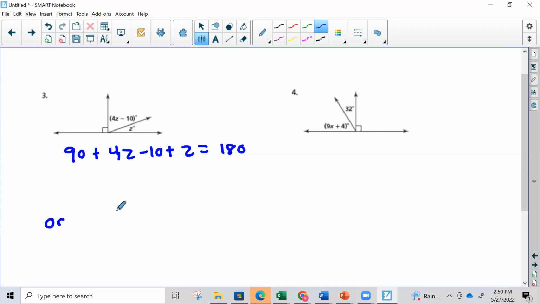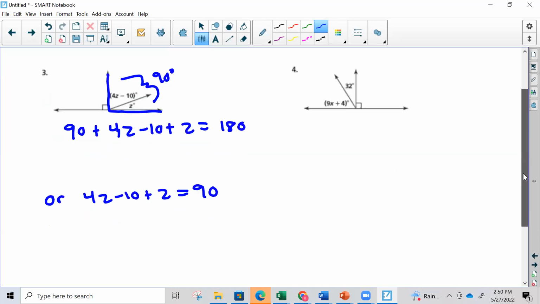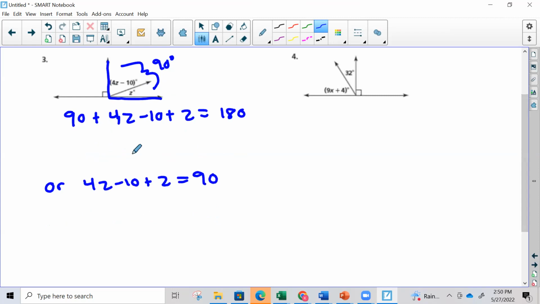Or you can do, we know that if this is 90, half of this angle would also be 90 degrees, okay, because 90 and 90 equals 180. And so I could just do 4z minus 10 plus z equals 90. Doesn't matter either way. And then you would solve these. So it really doesn't matter which way you do this.